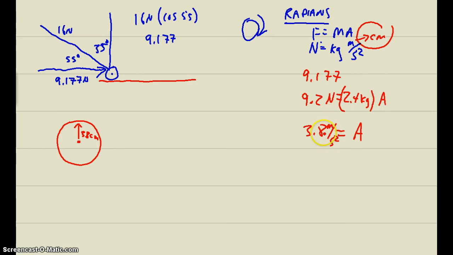Now, to change this from meters per second squared to centimeters, we need to change it to 380 because there are 100 centimeters in a meter. So we've got to multiply this times 100, and when we do, we wind up with what?